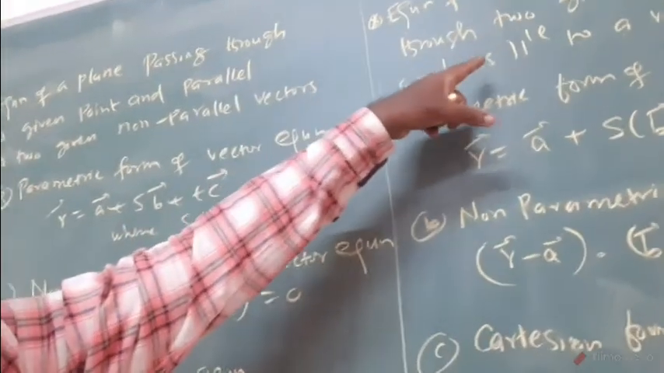Here, 2 points, 1 vector. Next one is all 3 points. Now first I want to explain the first one, the first point.